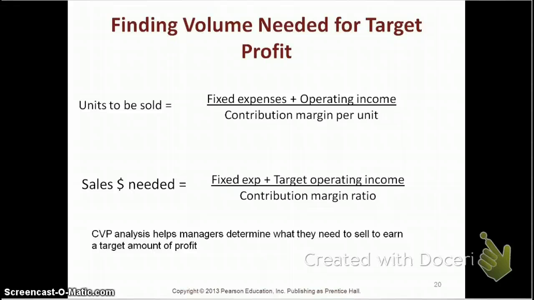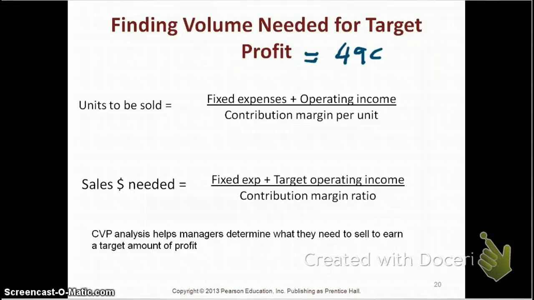Now, do companies only want to break even? Do companies always want to make sure they only break even? No. Companies want to make sure that they earn a profit. If a company has a target profit that they want to earn, they can use these formulas to figure out how much sales they need to make in order to earn that target profit. So let's take a look at that next.